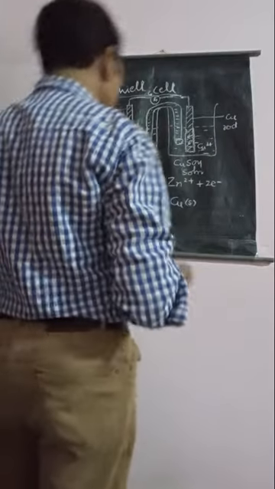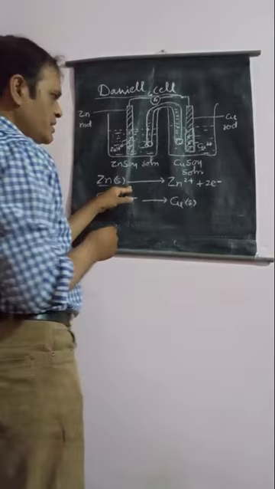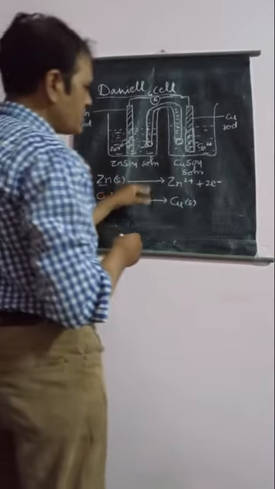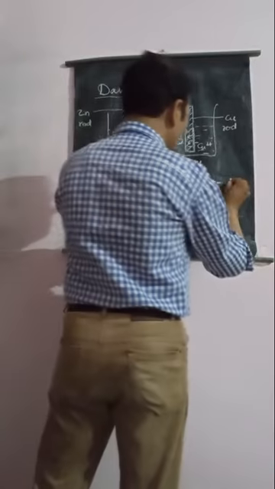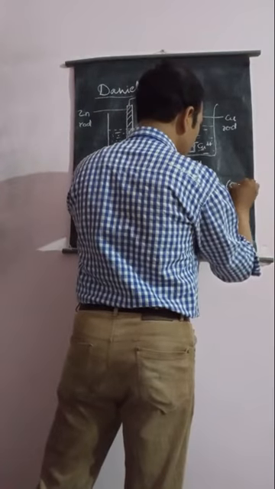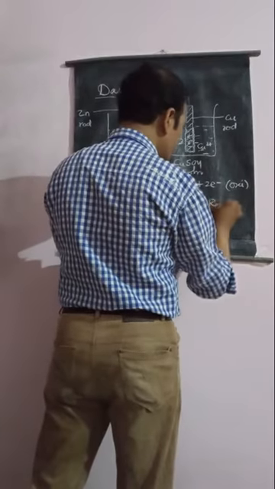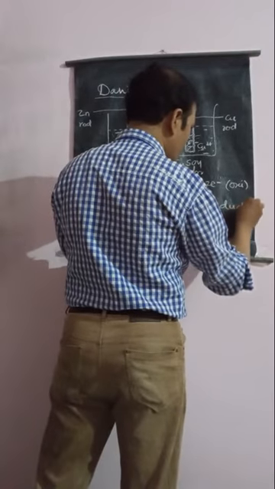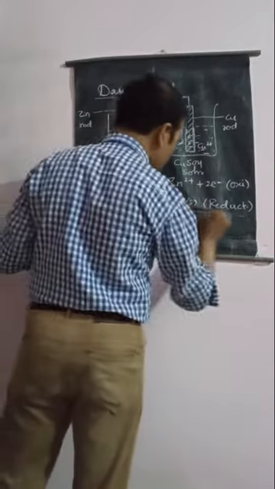So this is the reaction which will take place. Now you are looking here that two types of reactions are taking place in this Daniell cell. These two types of reactions are an oxidation reaction, and another is a reduction reaction.